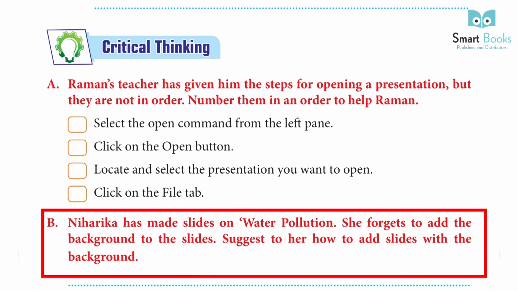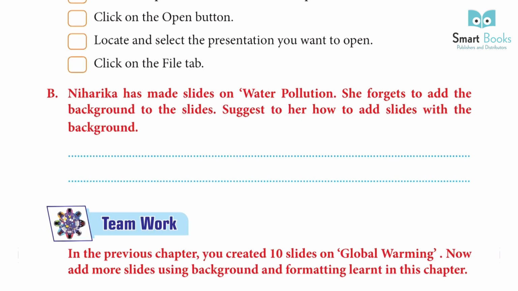B. Niharika has made slides on water pollution. She forgets to add the background to the slides. Suggest to her how to add slides with the background. Answer. Follow the given steps to add a background style using the theme option. Step 1. Click the desired slide. Step 2. Click on the design tab. In the theme group, choose the themes you want to apply.